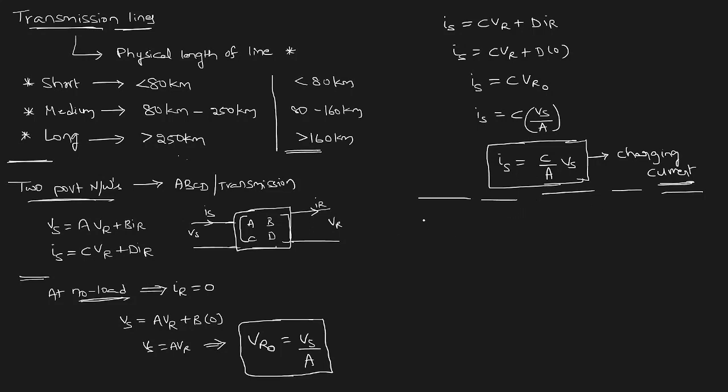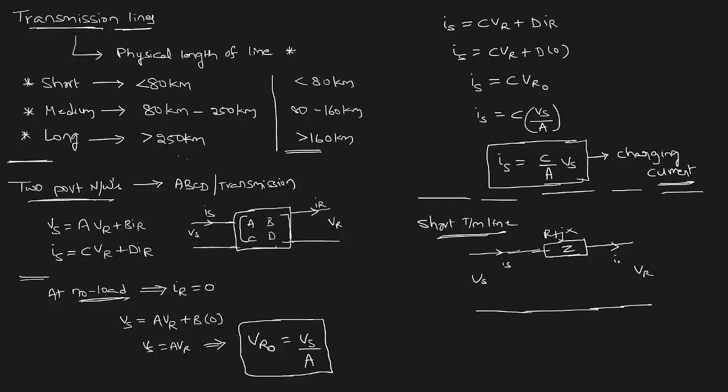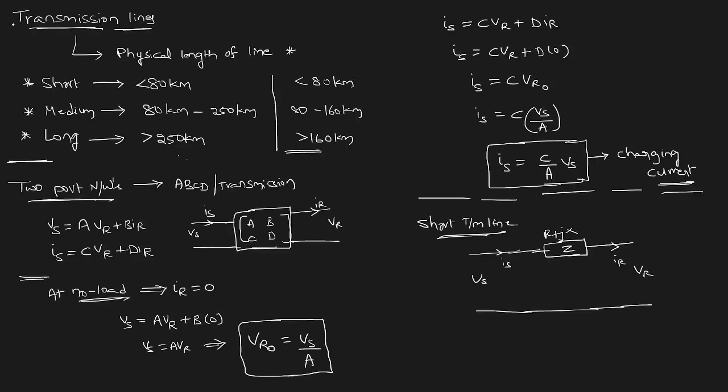Now let's analyze the short transmission line. The general representation of a short line will be: this is Z, which is R plus jX. This is Vs and this is VR, Is, IR. This is the generalized representation of a short transmission line. Now, if we draw equations from it, we will apply KVL here.